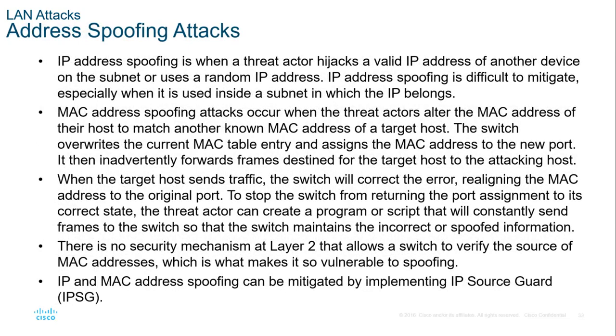So the address spoofing attack is when a threat actor hijacks a valid IP address of another device on a subnet, or uses a random IP address. A random IP address is a guessed IP address, but the IP address of another device is the known IP address. The random one may actually be active or not active. IP address spoofing is difficult to mitigate, especially when it is used inside the subnet to which the IP address belongs.